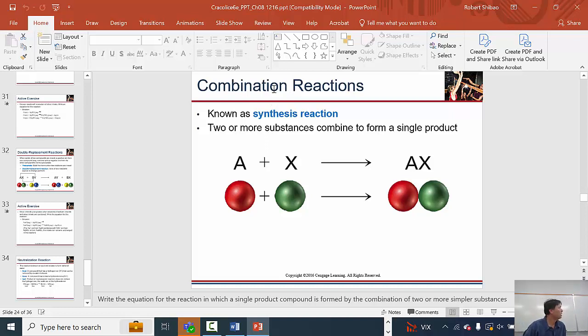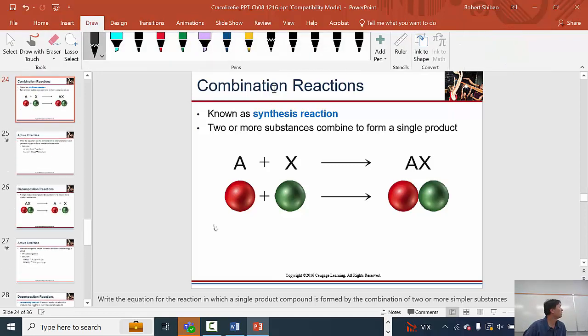All right. What chapter is this? Chapter 8. This is an element plus element redox reaction. And so, for example, we could have carbon as one element and oxygen as another element.